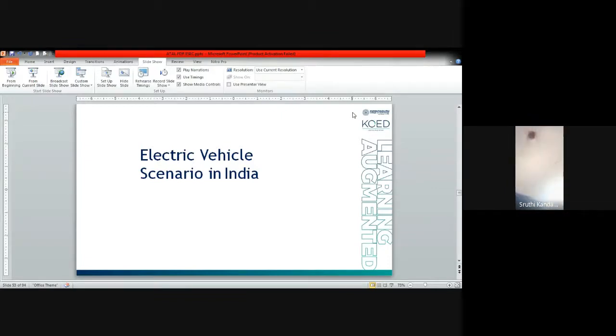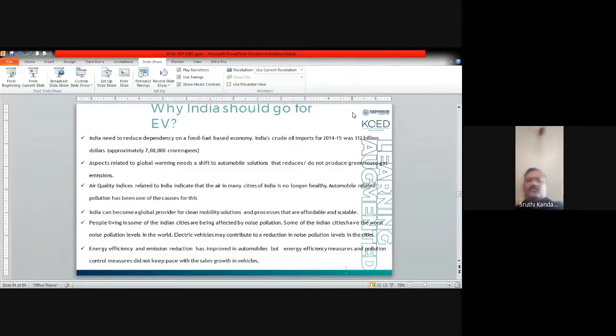So the next topic is the electric vehicle scenario in India. We will see India as well as Tamil Nadu. The e-vehicle policies in Tamil Nadu we will see at the end. Why should India go for EV? Yes, not only India, but especially India.